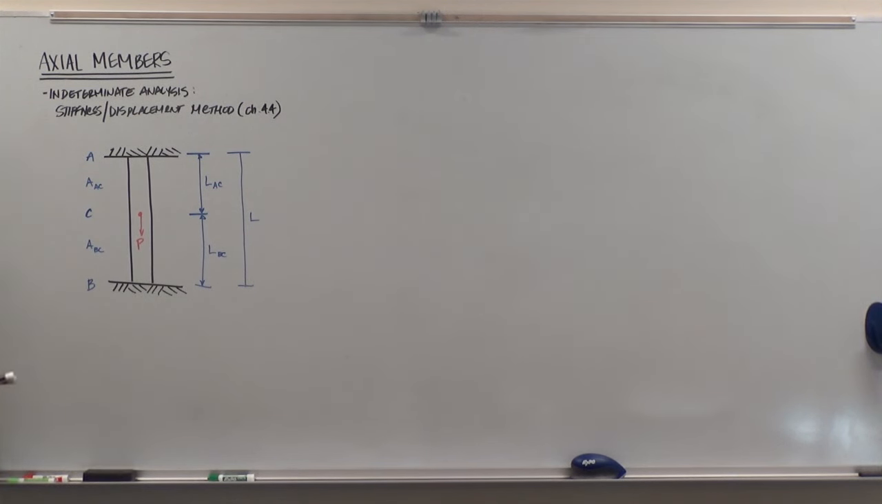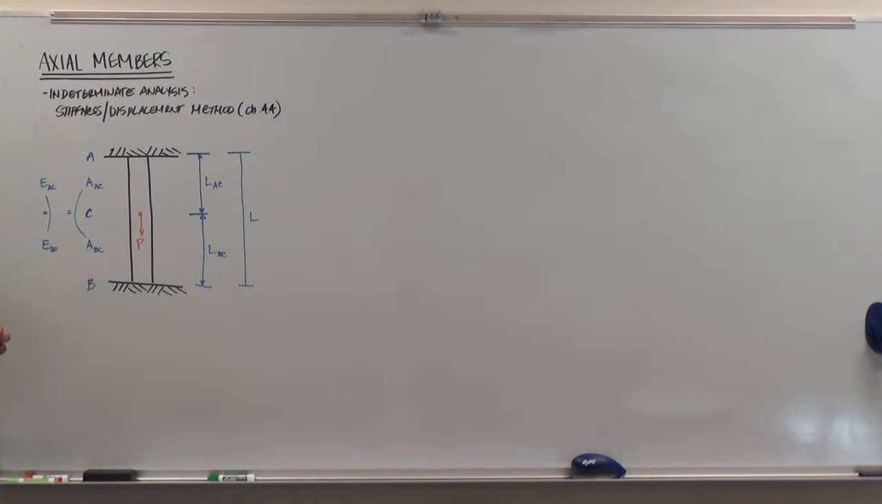We don't have any discrete values for these. We're leaving everything as a constant, as just an unknown variable, I'm sorry. And the modulus of elasticity is going to be the same as well too. We're going to assume that these are equal and that these are equal. The only thing that we're varying is just the distance.